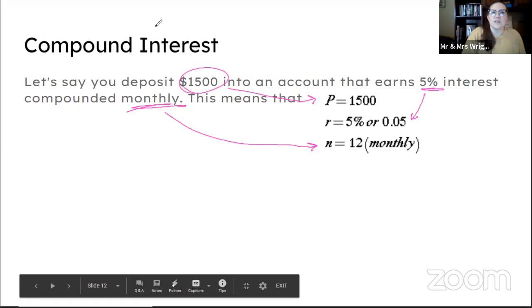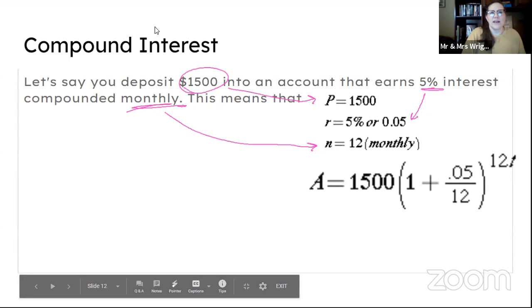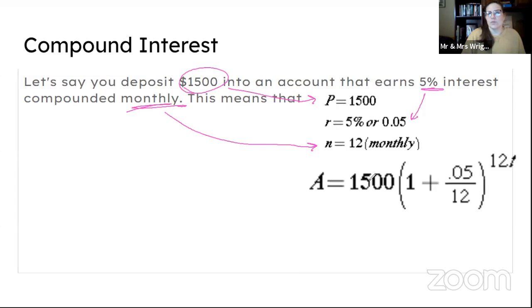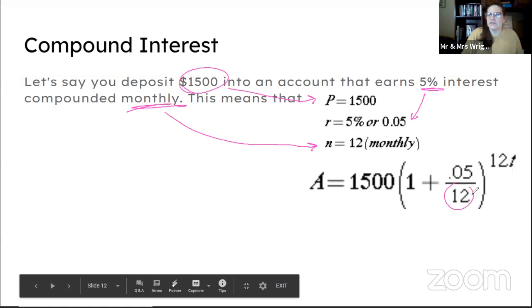So how does this translate into an equation? Let's put all of these numbers into our equation. And we have here A equals 1,500 times (1 plus 0.05 divided by 12), all of that in parentheses, to the power of 12 times t. So it's a little more complicated only because we now have these two n values, these 12s right here.